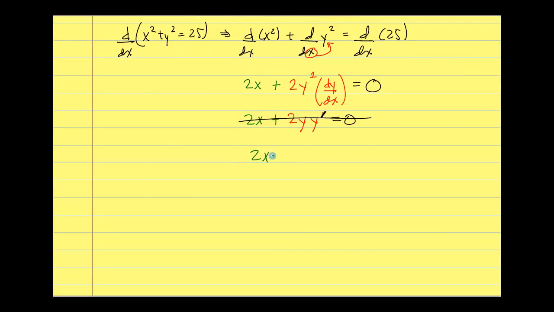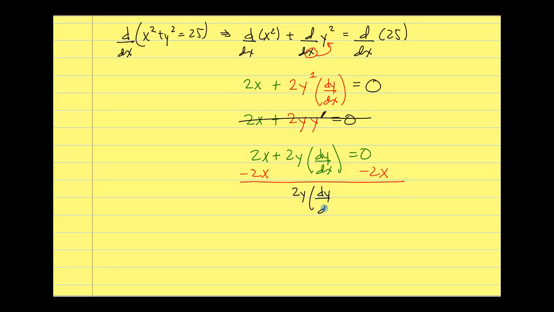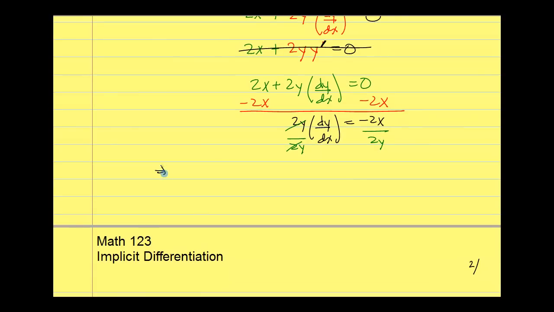So I have 2x plus 2y dy/dx equals 0. To solve, the first thing I'll do is subtract 2x from each side. Whatever you do to one side, you do to the other, of course. And then I'm left with 2y dy/dx equals negative 2x. Then to finish solving, I divide both sides through by 2y. Whatever you do to one side, you do to the other. And what I get here then is dy/dx. This implies that dy/dx is equal to, the 2's cancel, minus x over y.